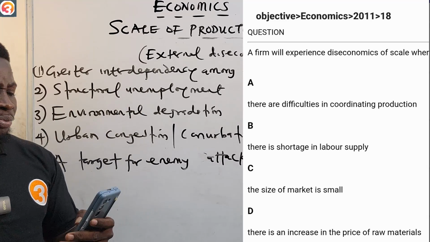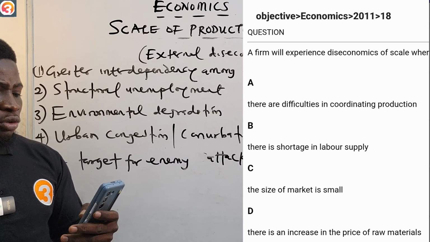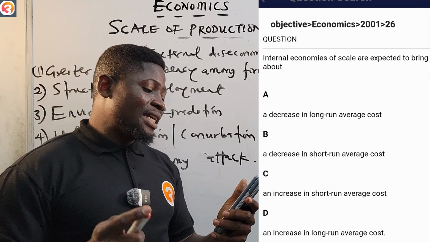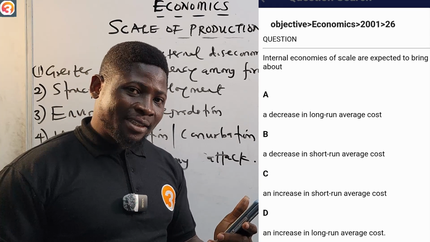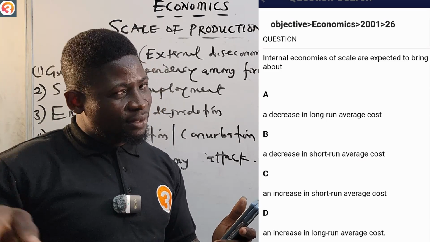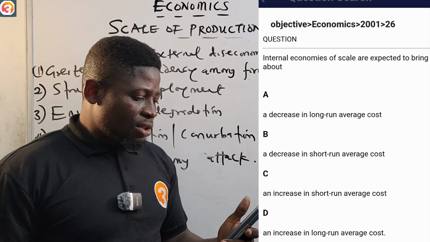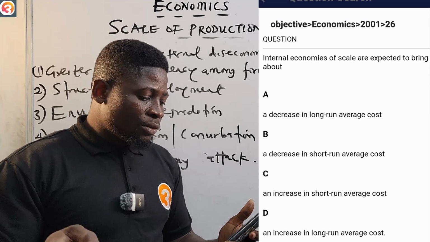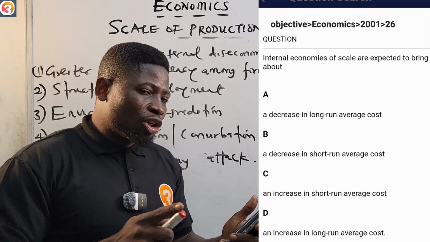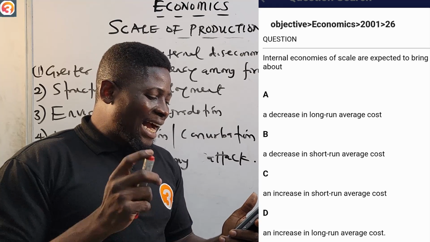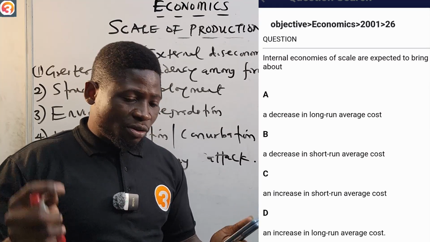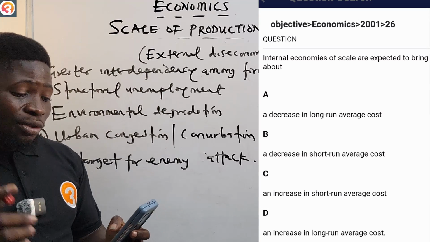So let's see two more. 2001 number 26. They say internal economies of scales are expected to bring about internal economies of scale. Those are advantages. So A says a decrease in the long run average cost. B says a decrease in the short run average cost. C says an increase in short run average cost. D says an increase in long run average cost. The answer is there, looking at you.